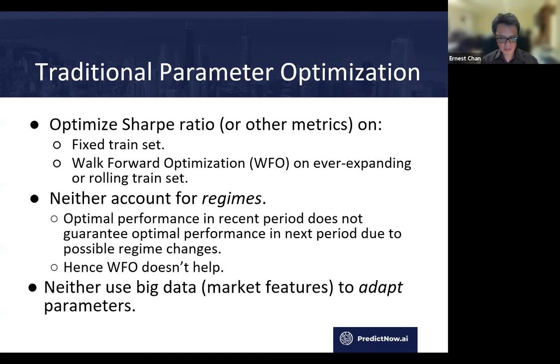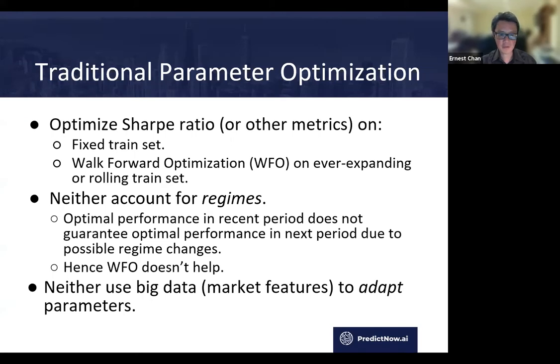And furthermore, as I said, none of these methods make use of other predictors. They are only looking at your strategy versus the market, but they don't look at a whole group of other potential big data predictors that can help define the regime, that can help improve the strategy for you. That's the state of the art. That's the traditional portfolio optimization.